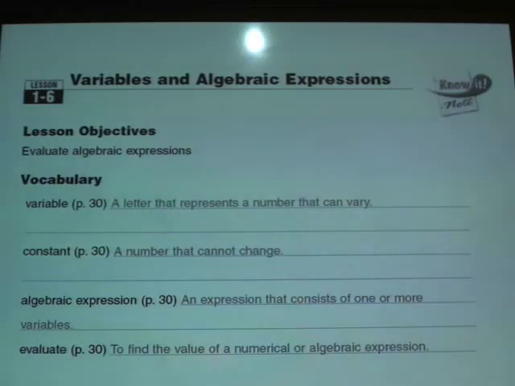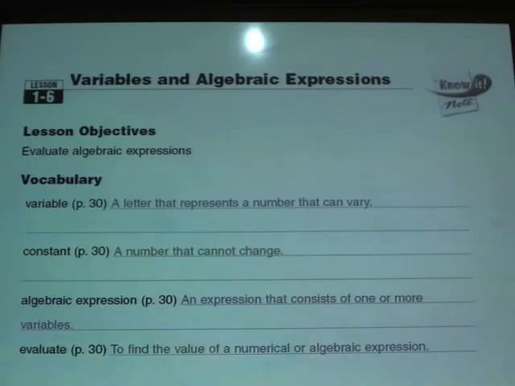A constant is a number that cannot change. A constant, most of you are going to think of as just a number. So 3, or 7, or -11. The one thing is it cannot be directly connected to a variable with multiplication or division. So something like 3x or x divided by 7, those numbers are not constants. If the problem said something like x plus 3, however, 3 would indeed be a constant.